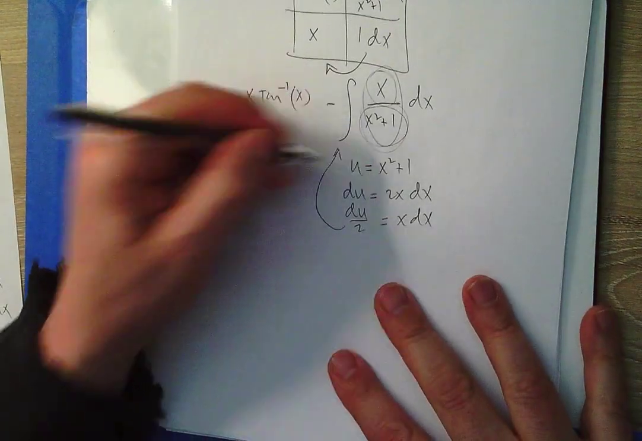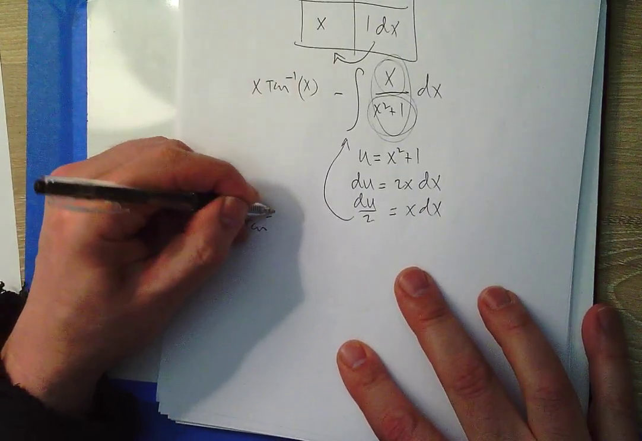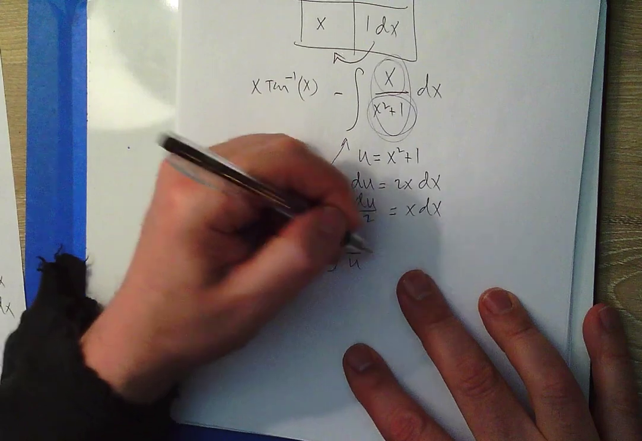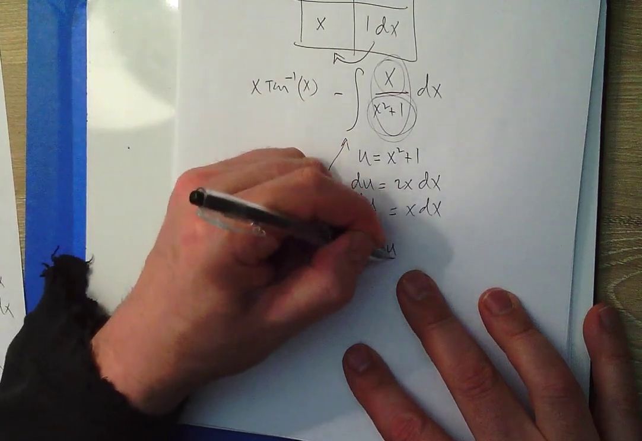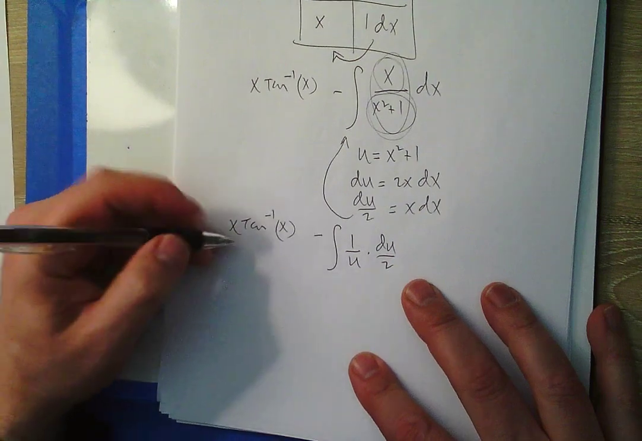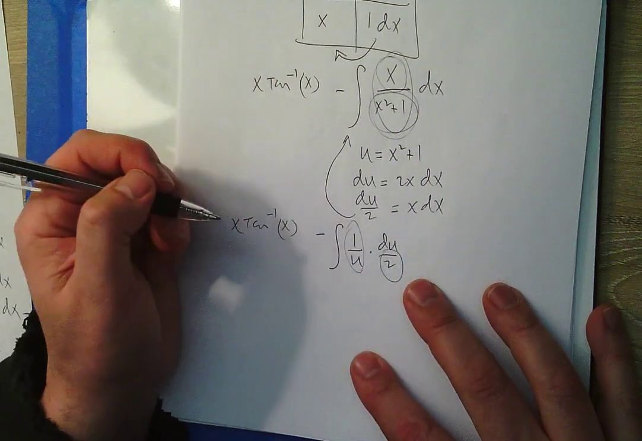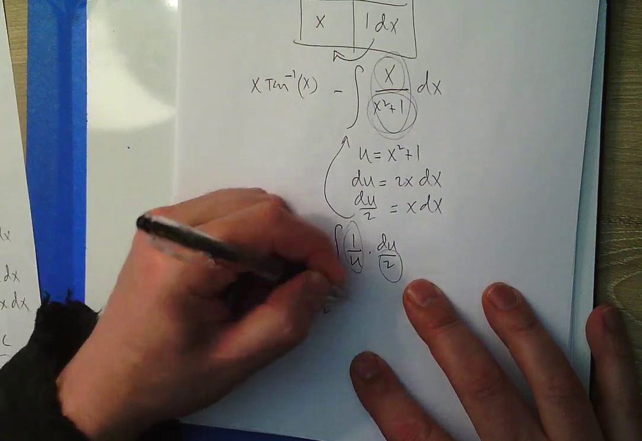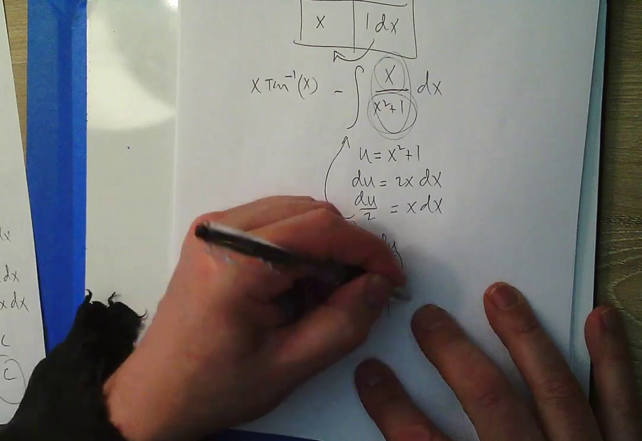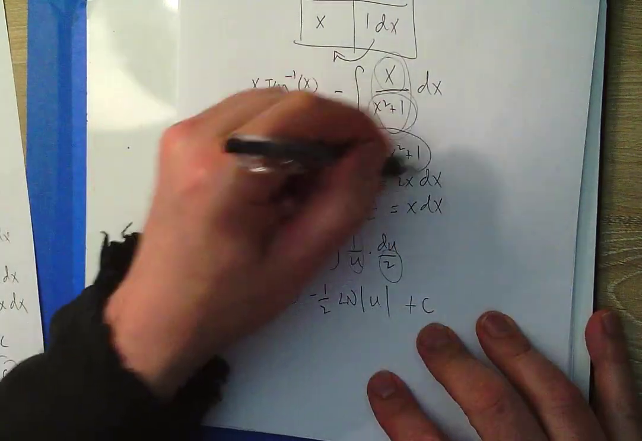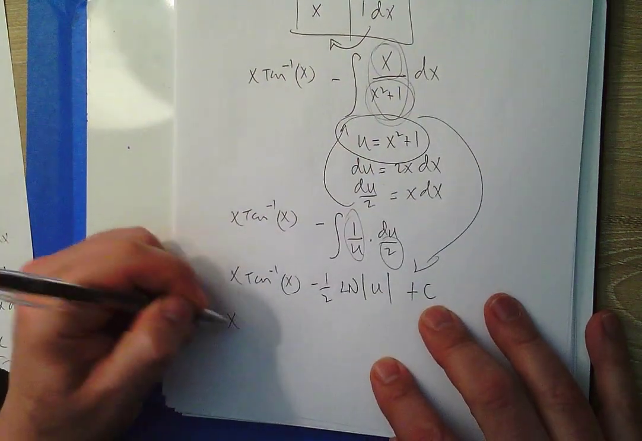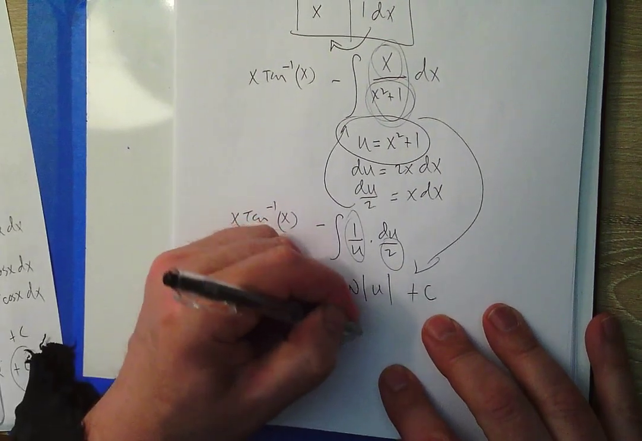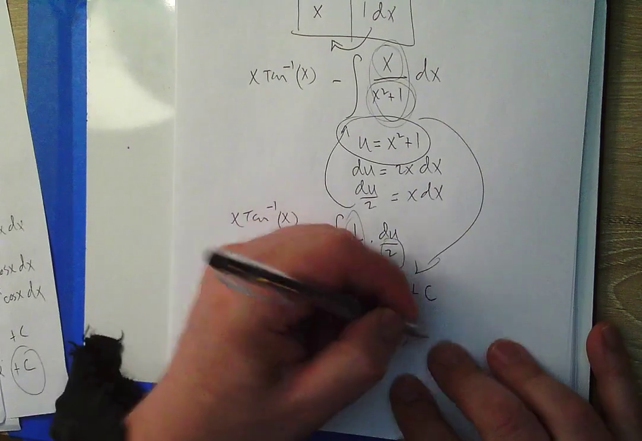Which means I can rewrite this integral as x tangent inverse x minus the integral of 1 over u times du over 2. So I'm going to pull out the 1/2, and I know this is going to be ln, so I've got x tan inverse x minus 1/2 ln of u plus c. And don't forget, our u was x squared plus 1. X tan inverse of x minus 1/2 ln x squared plus 1 plus c.